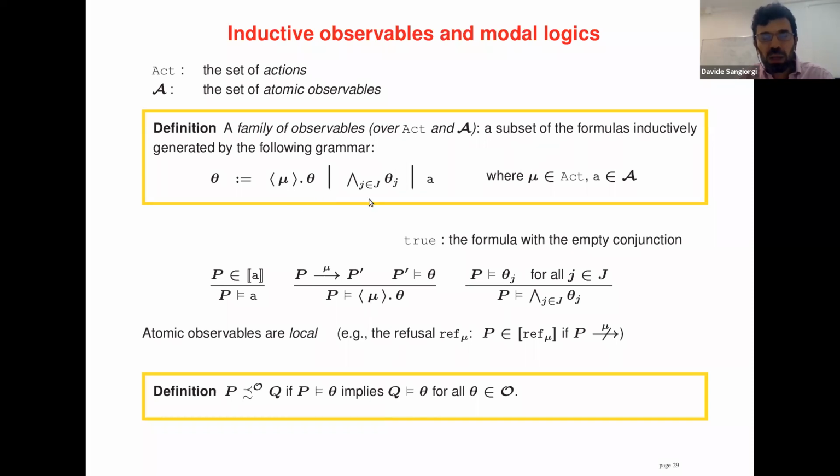Just a comment on the fact that I have this positive fragment of the Hennessy-Milner logic. There are two reasons for this. One is that in this way every formula is really a concrete observable. A formula really tells us about a structure of transitions that we want to observe. Another point is that I don't know how to maintain the result that will come with extensions of this grammar. So it's a stronger reason, if you want.